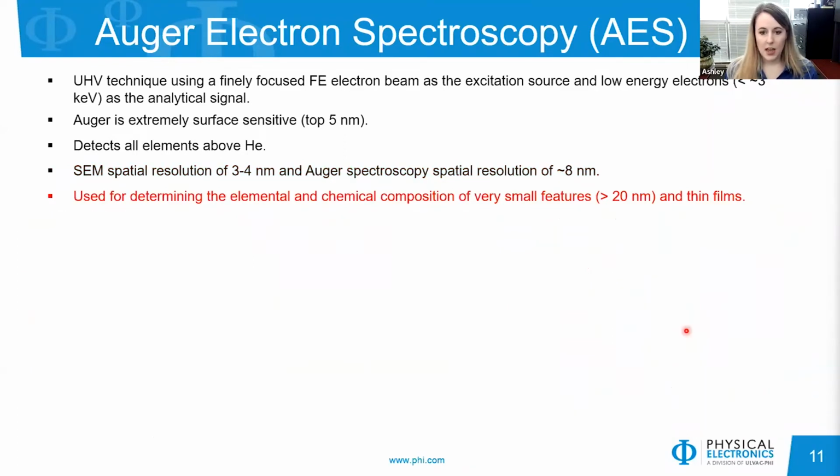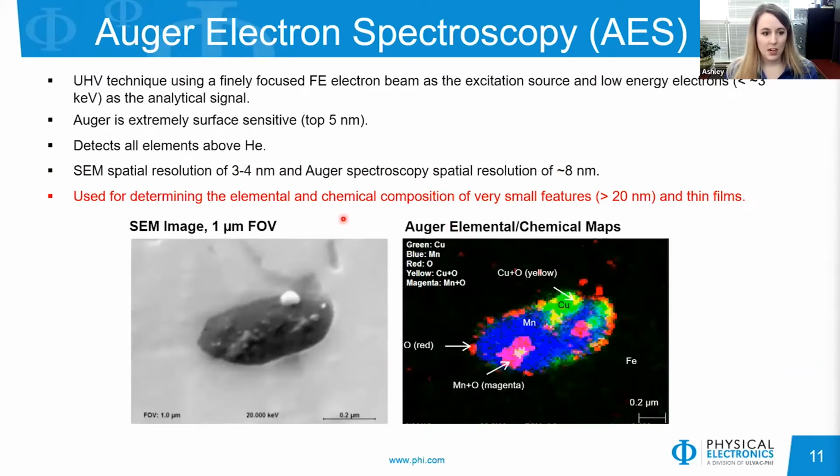Auger can determine elemental and in some cases chemical composition of small features in thin films. Here's an example of an inclusion in carbon steel that was observed in the SEM image. The corresponding Auger color overlay map shows the elemental composition of the inclusion. And in this case, some chemical information can be inferred as well. Notice that in the elemental map, we have pure copper in green, and we have oxygen in red. And there are certain regions where both oxygen and copper coexist, so we can actually distinguish from the map a chemical difference between copper and copper oxide.